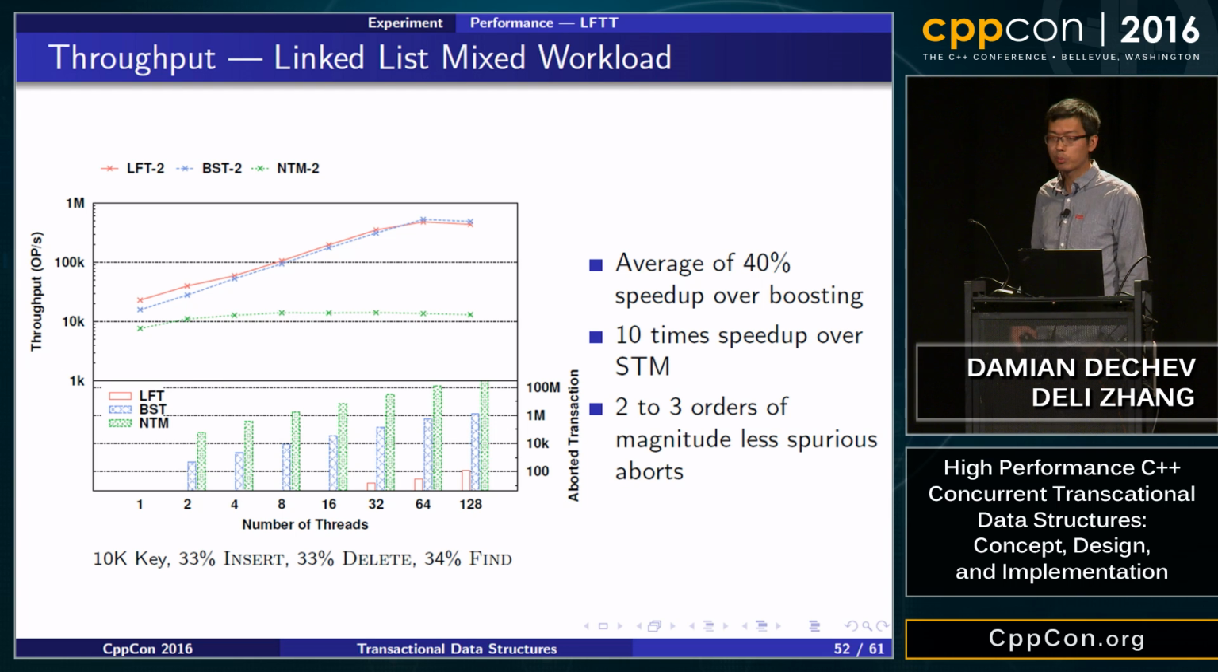So here we show the throughput for the linked list with a mixed workload with 10,000 keys. For small transactions, we only obtain a very small advantage over the boosting approach.